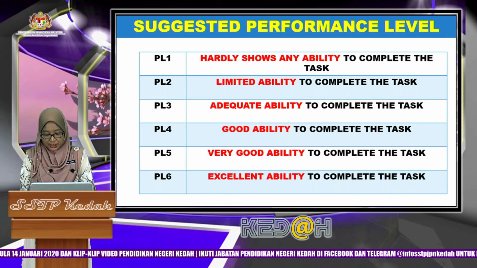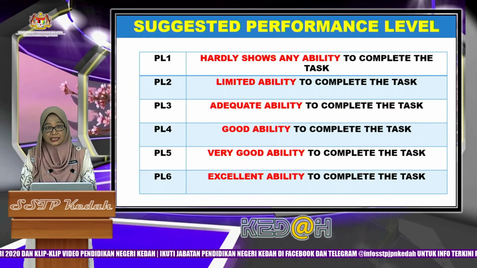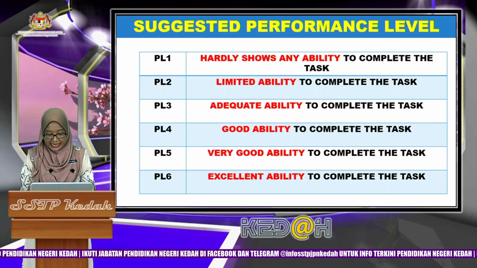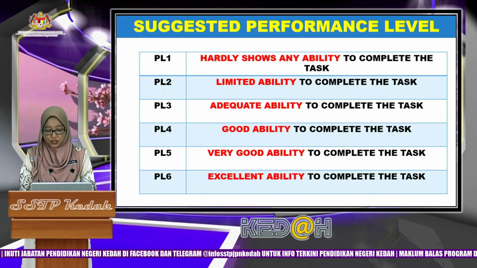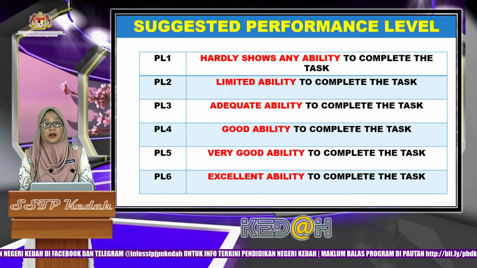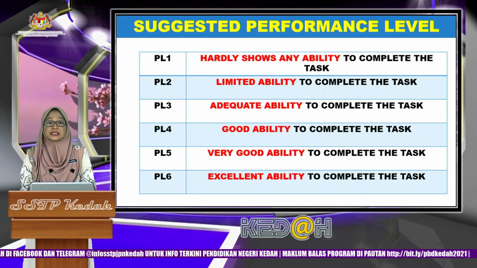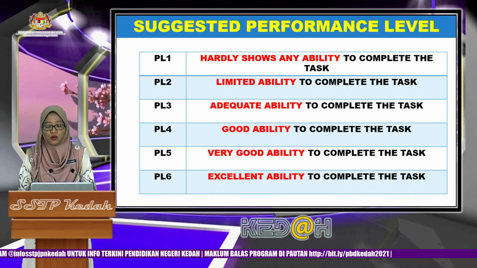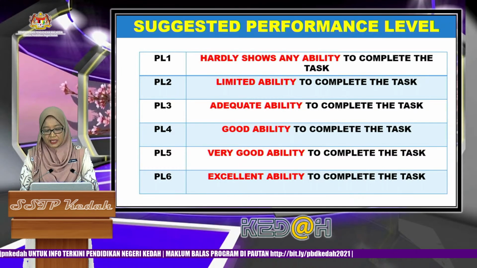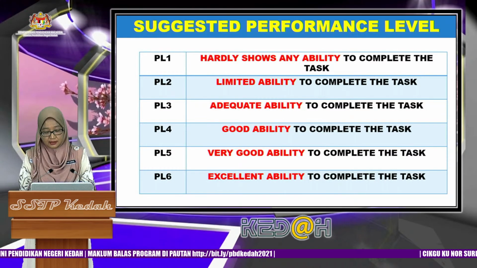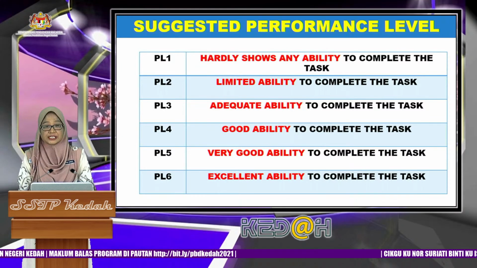Here are some suggestions on how teachers should consider the performance level for this task. If your pupils have limited or adequate ability to complete the task, they should be awarded with performance level 1 to 3. However, if your pupils are able to complete the task at ease with little or no support from the teacher, please consider awarding them with higher performance level, which is 4 to 6.